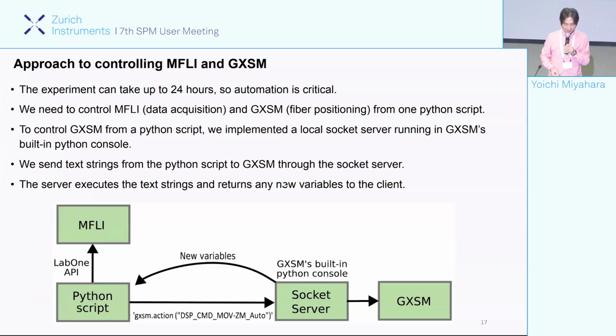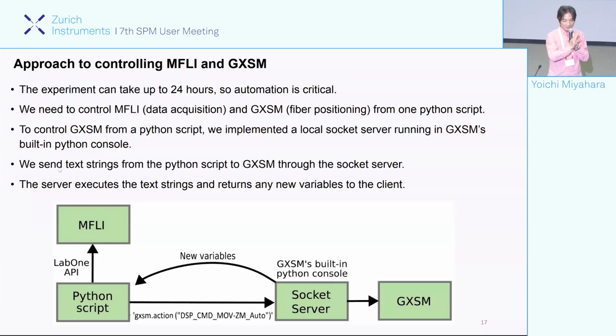Actually, Noah wrote the code because he didn't want to be in the lab overnight, as the experiment can easily take up to 24 hours. So the automation is critical. We needed to control the MFLI and GXSM, like the signal range electronics, within the same Python script. That was the tricky part. To control GXSM from a Python script, we implemented a local socket server running in GXSM's built-in Python console.